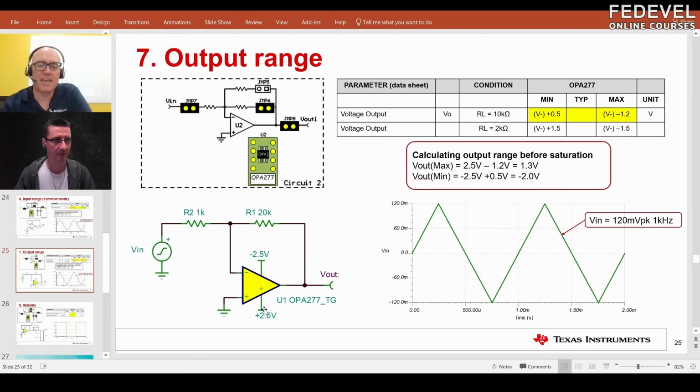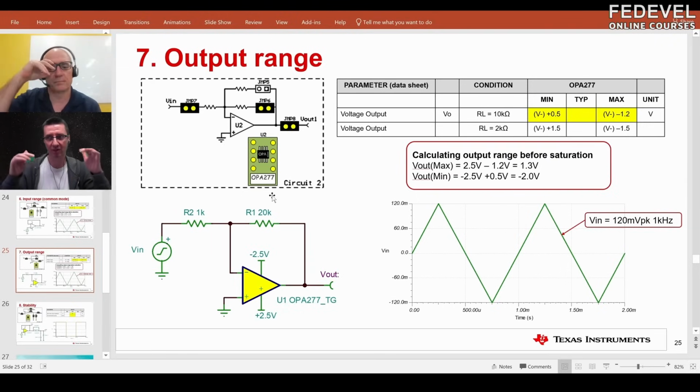So the output isn't really true all the way to the supply, but on a rail-to-rail device, it can be within millivolts. And of course, it depends on the load resistance. But so in real applications, maybe your power supply should be much higher than what you really need, or what kind of output you need.